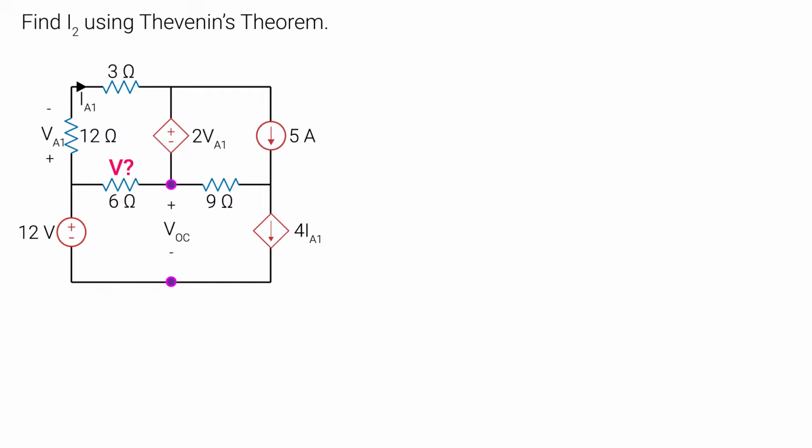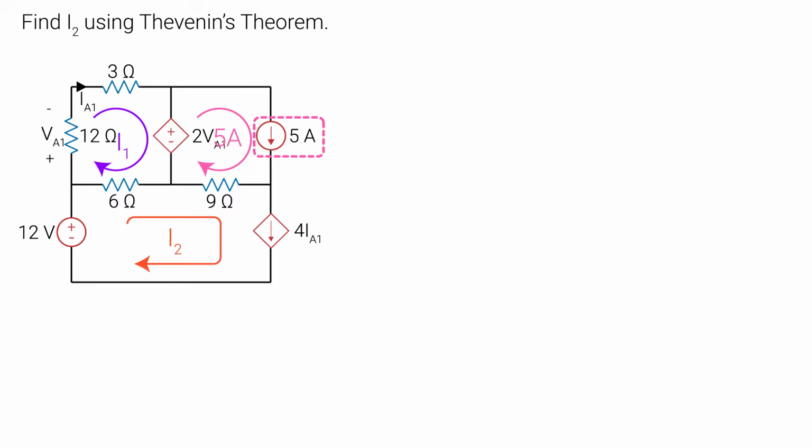If we can figure out the voltage of this 6 ohm resistor, we can write a KVL for this loop and figure out the VOC. So let's do that by using mesh analysis. The current in this mesh is constrained by the 5 amp source. We can now write our mesh equations.